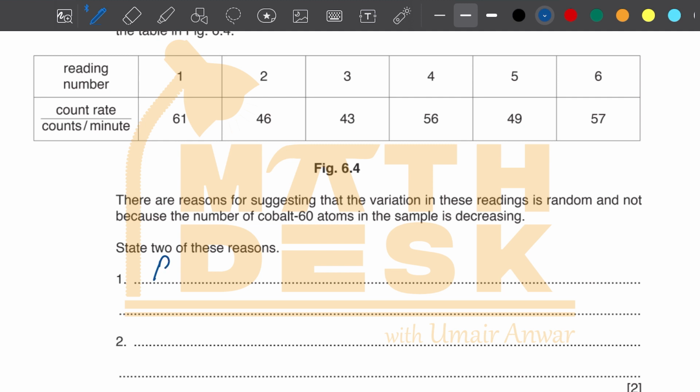So one of the reasons is that the readings are fluctuating. Sometimes they are decreasing and other times we are seeing an increase in the reading.